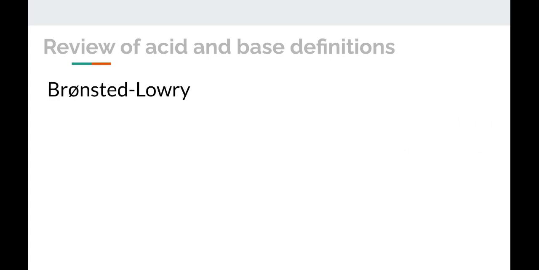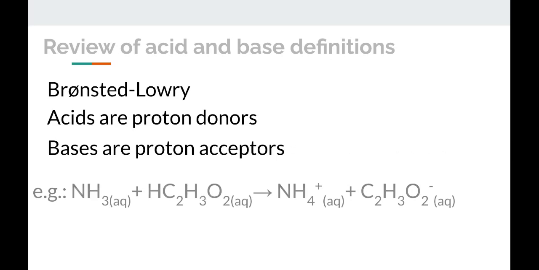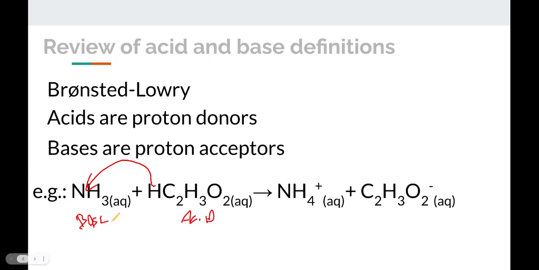A more expansive definition is the Bronsted-Lowry definition, and that's the one that we're going to use as our standard way of thinking about what an acid and a base is. In the Bronsted-Lowry definition, acids are proton donors and bases are proton acceptors. So in this reaction here, what we can see happening is this substance is donating a proton to that substance. So this is an acid, and then this is the base, because this donated a proton, that accepted the proton.